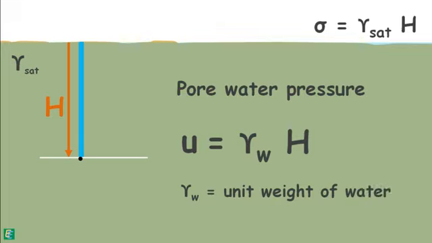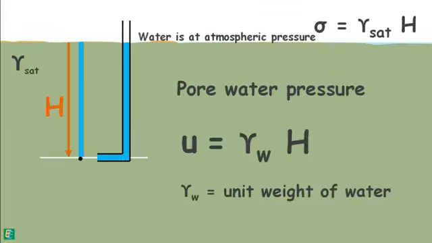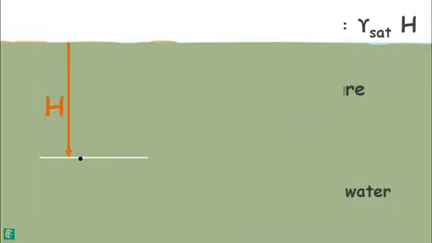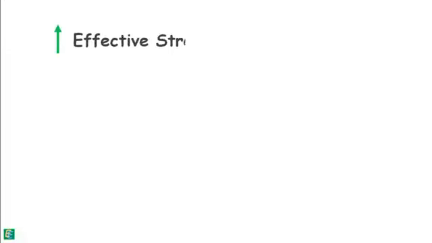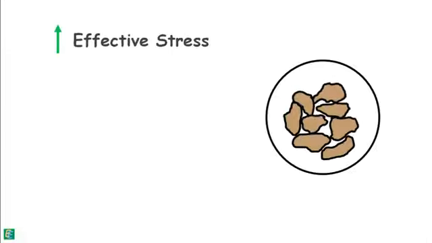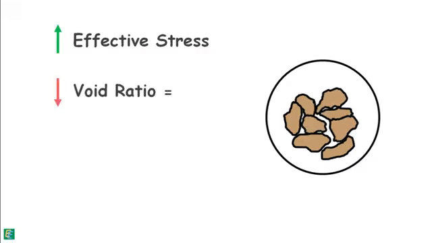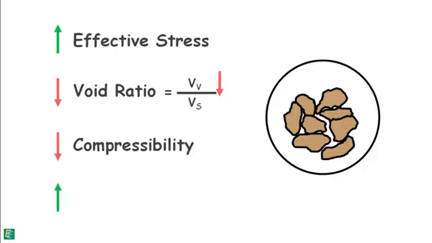We will find this pore water pressure similar if we insert a tube or a standpipe at this point in the soil and observe the rise of water, because water in the soil is at atmospheric pressure and water level will be the piezometric level. Therefore, the effective stress at this point in the soil can be given as this. The increase in the effective stress causes the soil particles to pack more closely, which results in decrease in the void ratio because of decrease in the volume of voids, and that leads to a decrease in the compressibility and increase in the shear resistance of the soil.